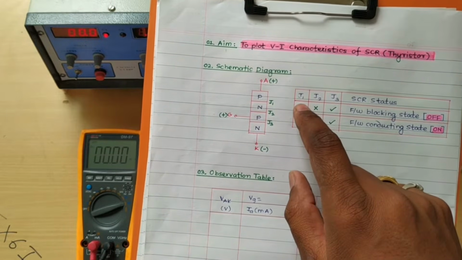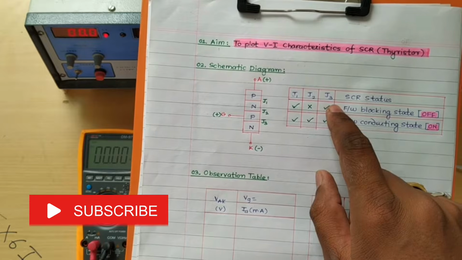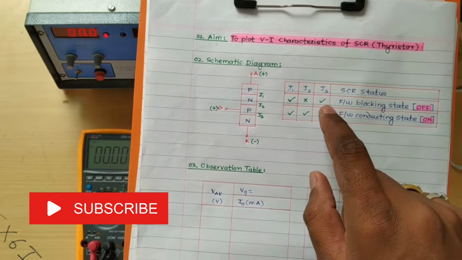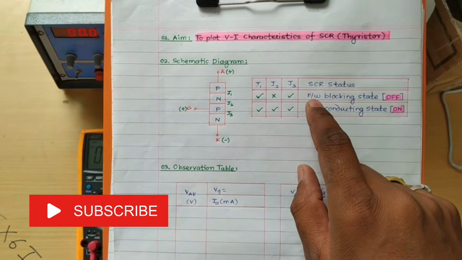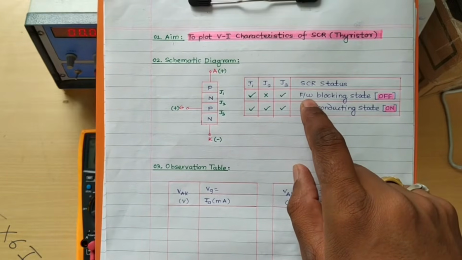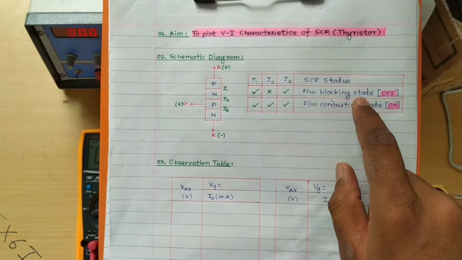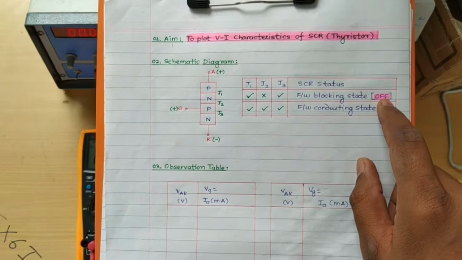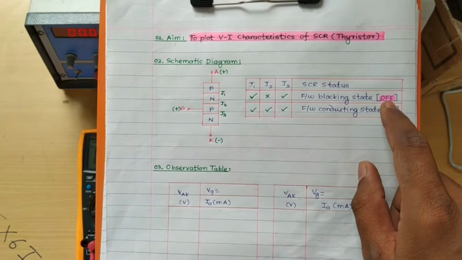From this table you can identify, suppose anode is positive and cathode is negative. Initially junction J1 and J3 are forward bias, but J2 is reverse bias. So due to this, current cannot flow through the device. This state of the device is called forward blocking state, and in this condition device is in off state, so current is almost zero.